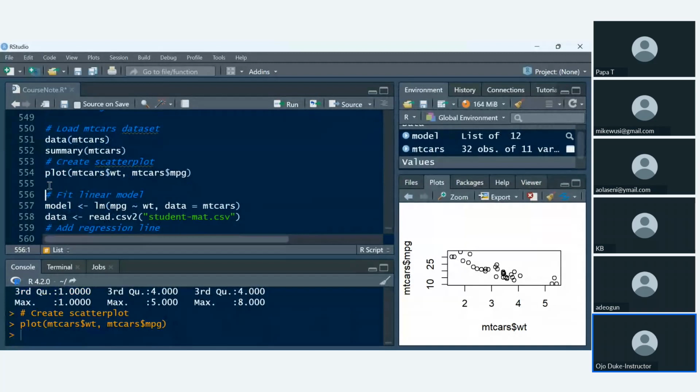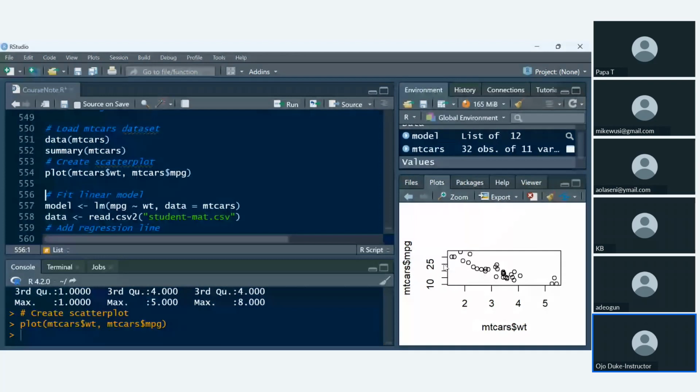So this is a scatter plot plotting the weight value of mtcars against the mpg values, and as you can see, it is very obvious. It's a negative relationship. Remember, it is going from the top left to the bottom right. That's a negative relationship. If it were from the bottom left to the top right, then that's a positive relationship. So what we have here is a negative relationship.